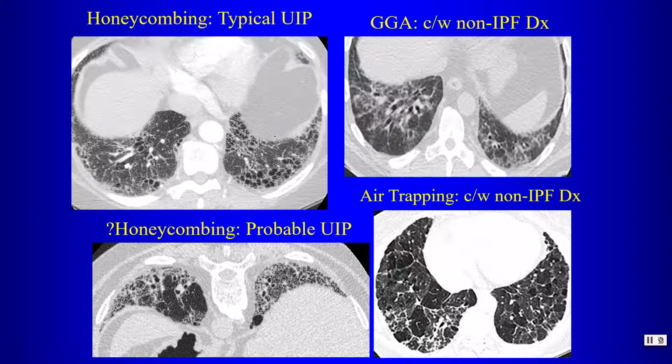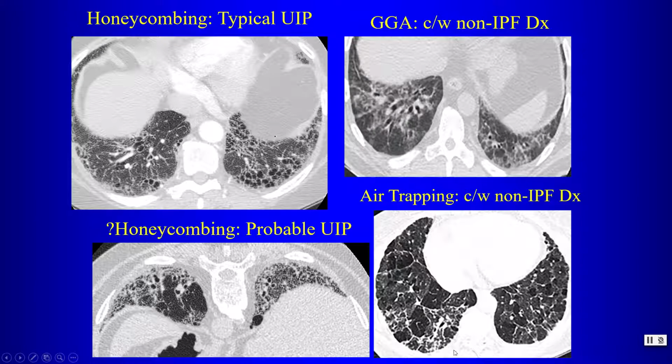So what about some of these other things? So here we have some reticular abnormalities. We have traction bronchiectasis. Really, is there honeycombing or is there not? You might kind of question that. So this one we might call a probable UIP pattern. On the other hand, here we do have some traction bronchiectasis, but we have a lot of ground glass attenuation, more than we would expect in a patient with UIP. So that is more consistent with a non-IPF diagnosis.